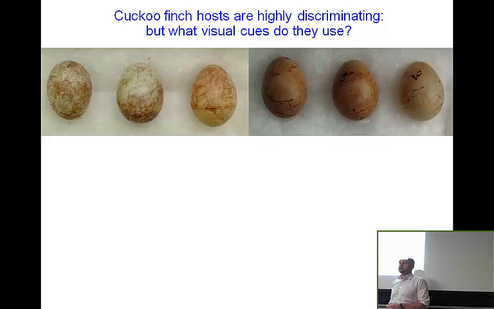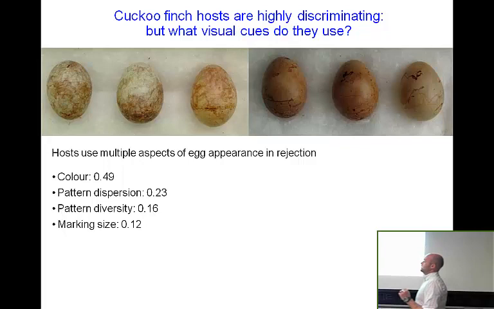So what we find then is that the prinia are using multiple different aspects of egg appearance that are all independent of each other. Primarily, they're using difference in colour between their eggs and the foreign eggs, but they're also using several different aspects of pattern difference: dispersion, pattern diversity, and difference in the size of the markings on the eggs. So they're using these different aspects of appearance to spot and determine which is the foreign egg.